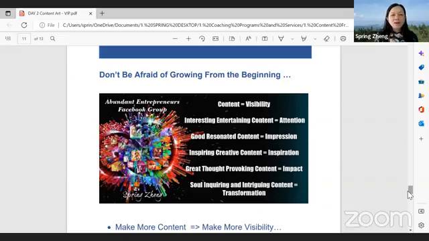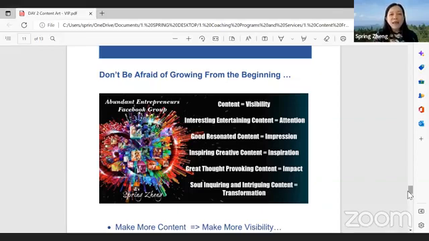And then the next level is good resonating content. When you get people's resonance, they get an impression, right? And then the next is inspiring and creative content, and people get that inspiration. And then people will take some response, right? When people get inspired, they will respond. They will either like your post or share, or they will comment, right?